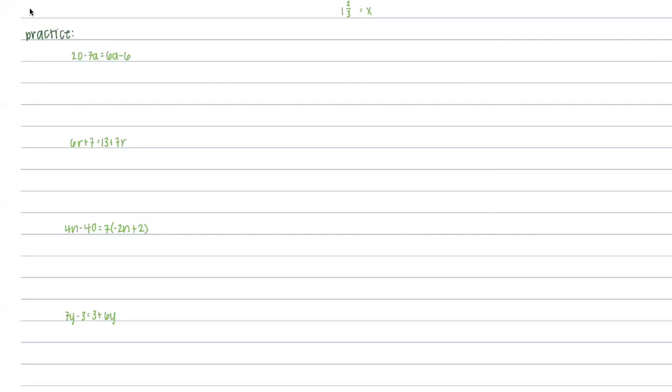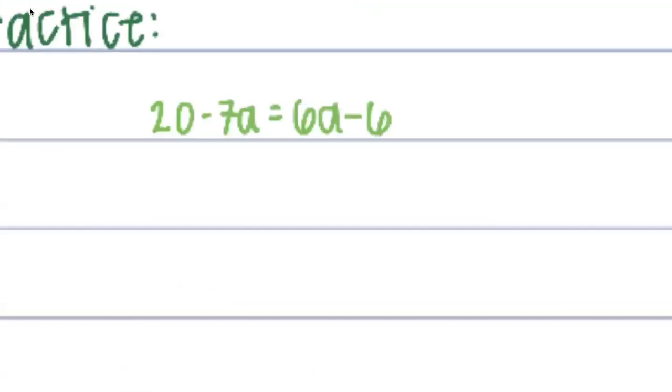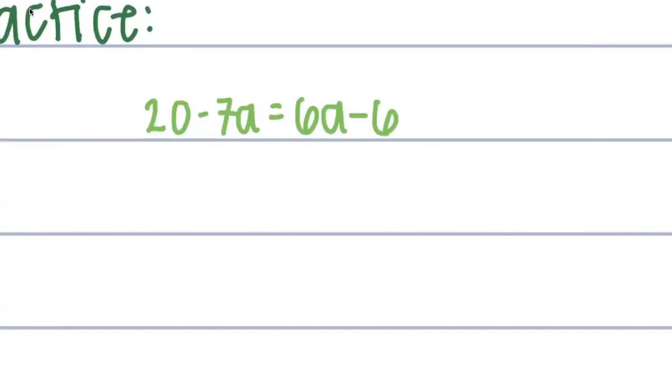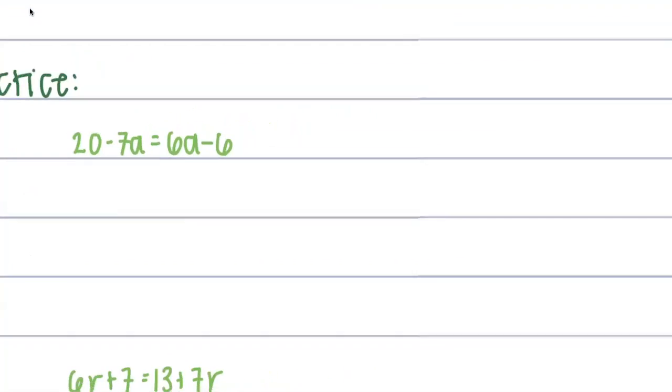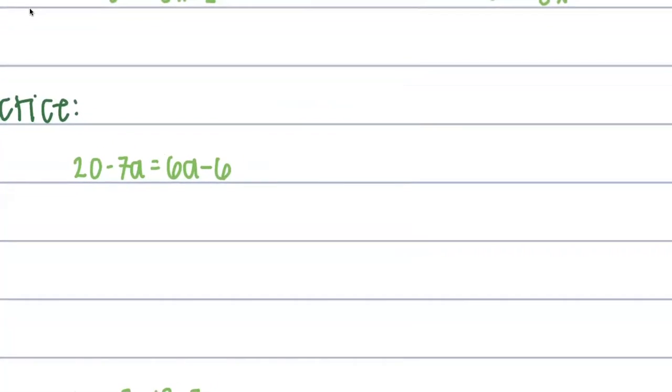You want to first get the A's away from each other. So you would add 7A to get away from 20. Can I annotate? Yes, go ahead. Let me zoom out so you have a little bit more space. So you would move the 7A here and you would add. So it'd be 13A.